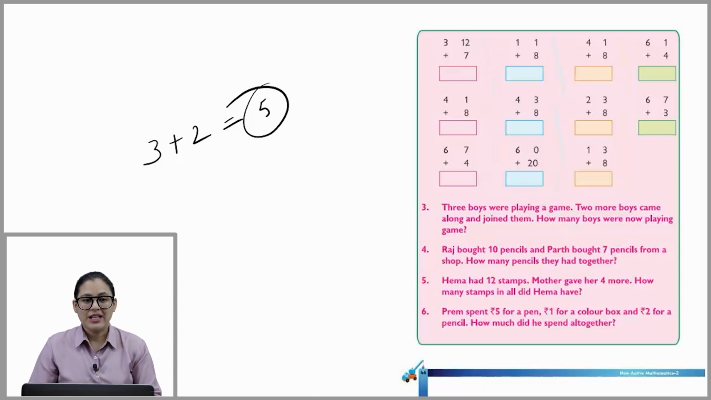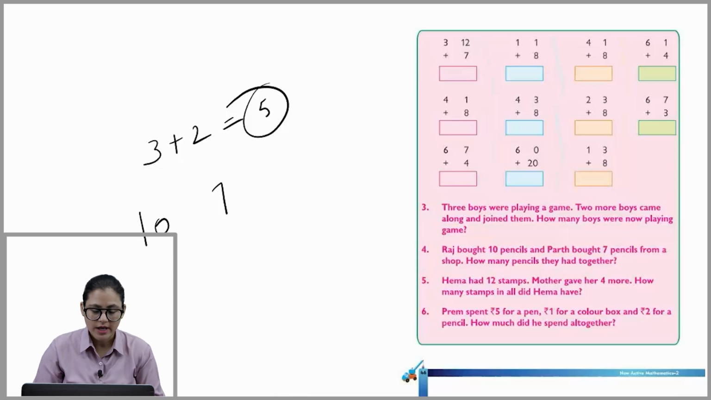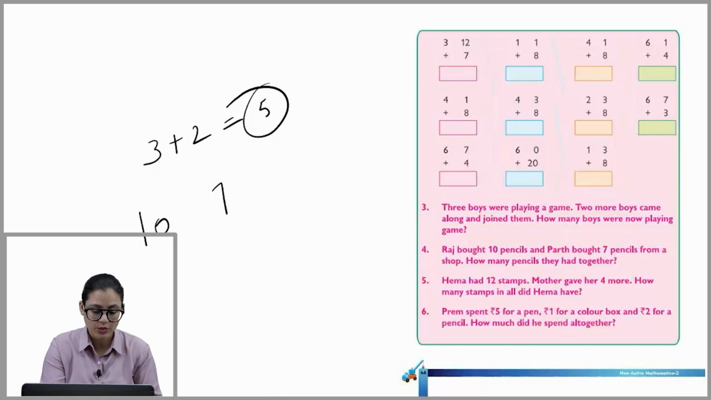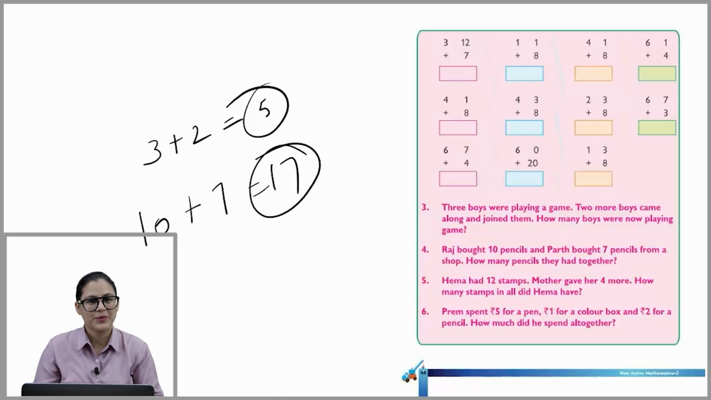Number 4, Raj bought 10 pencils and Parth bought 7 pencils from a shop. How many pencils did they have all together? Raj bought 10 pencils and Parth bought 7 pencils. Now, the question is, how many pencils they had together, means total pencils. So, what will we do? We will add these two numbers, that is 10 pencils plus 7 pencils is equal to 17 pencils, right?